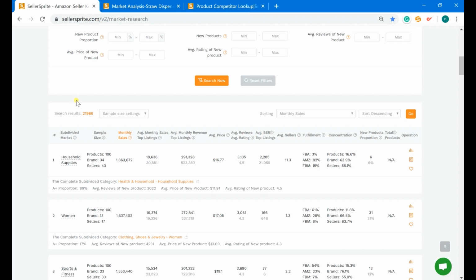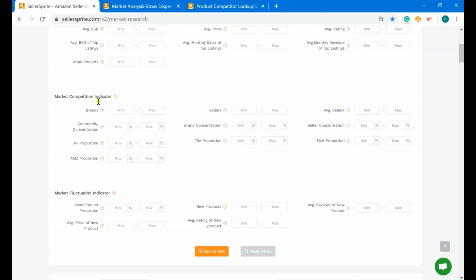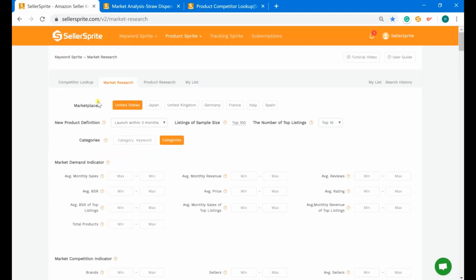In the beginning, what we need to learn is that each subcategory on Amazon is a niche market. So the analysis of each market is the analysis of each subcategory. Okay, let's get started.